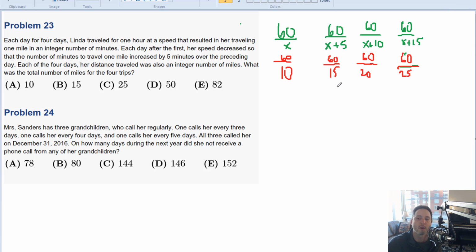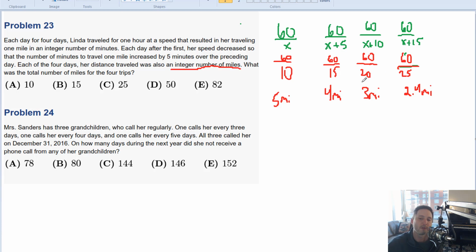All right. The problem with this is this last thing here. Each day her distance was an integer number of miles. So in the first day she ran 5 miles. The second day she ran 4 miles. The third day she ran 3 miles. But then on the last day here, she ran a little bit more than 2 miles. Is it 2.4 miles? 2.4 miles. Now, 2.4 is not an integer. So this is the problem with this example.